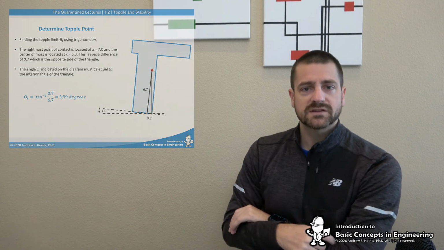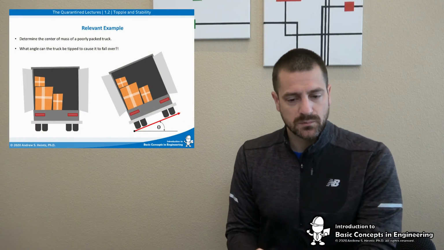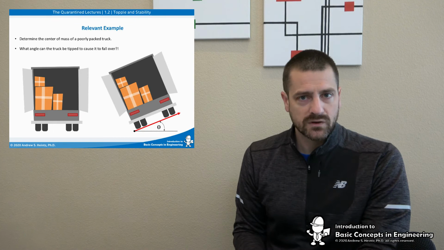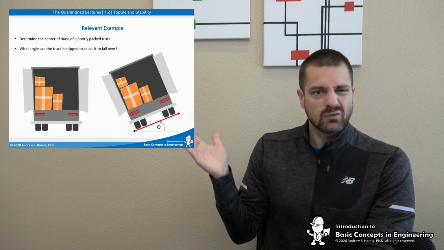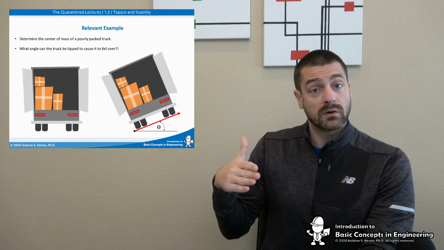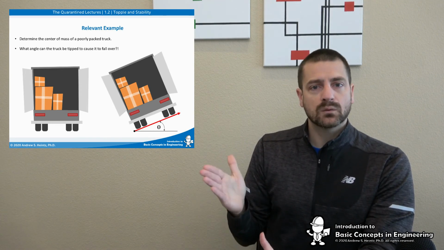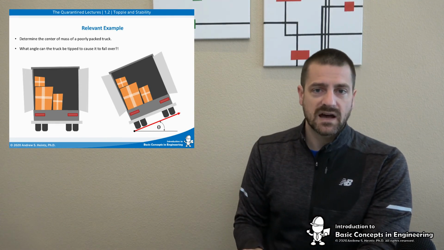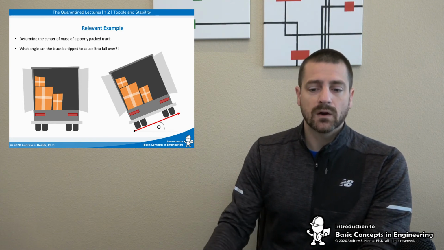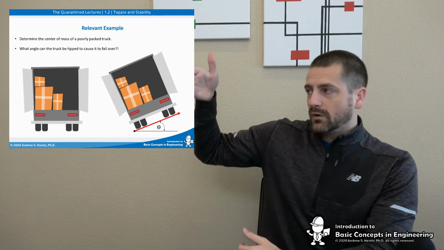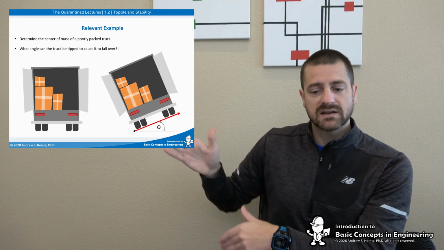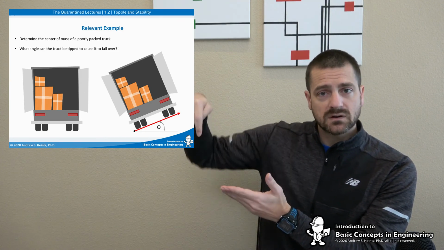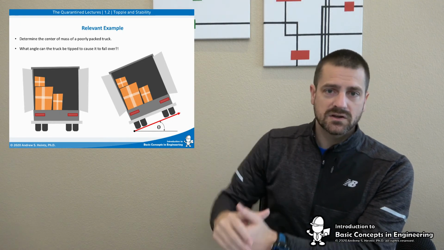Let's look at a relevant example, which we alluded to in the previous lecture: a poorly packed truck. If they were going up a hill or around a corner and tipping, at what point would the truck continue to tip over on its side versus staying stable on the ground? Of course, what we would do here is draw our line. We find the center of mass and draw a line down. Once it hits the outside edge of the wheel, as soon as it crosses that, the truck would fall over.